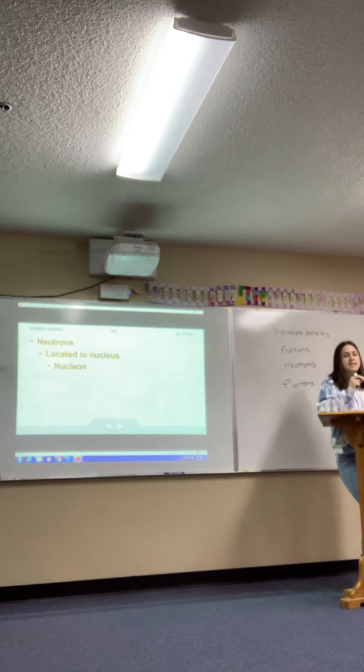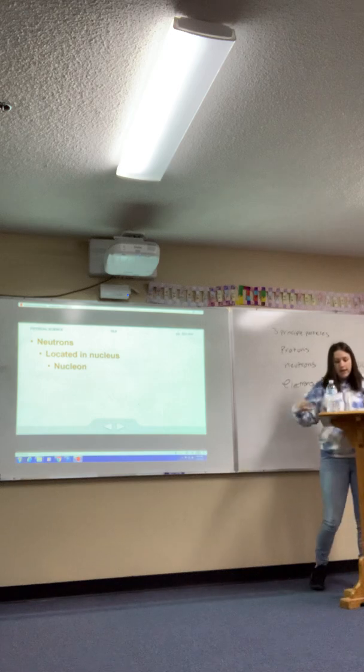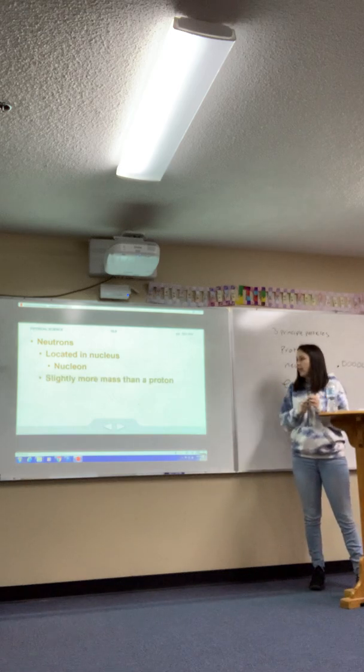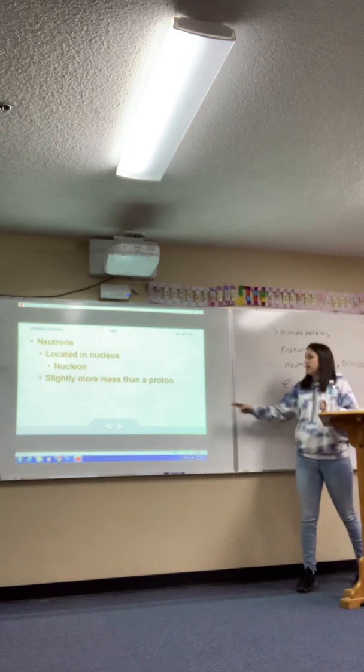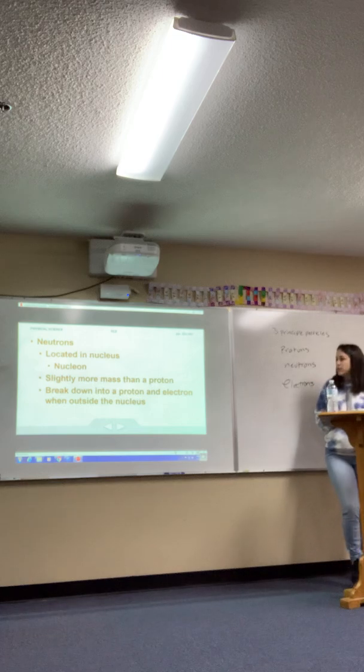So when they break down, they turn into a proton and an electron. So if a neutron breaks down outside the nucleus, it turns into a proton and an electron. This has slightly more mass than a proton, but it's pretty insignificant. So we're also going to say that a neutron has a mass of 1 mass unit, and we'll talk again about that later. So it breaks down into a proton and an electron when outside the nucleus.